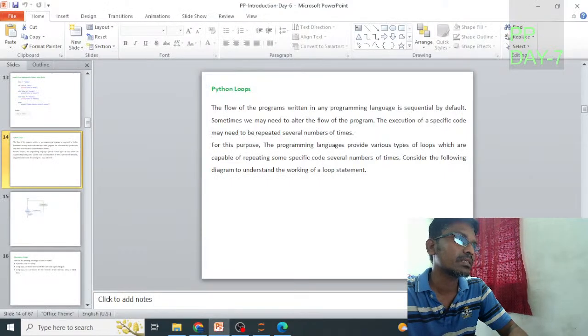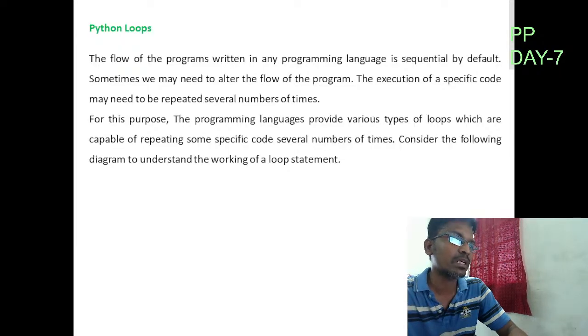Now let us see the next one, loop control statements. What is a loop? What are loop control statements? For example, if you want to execute a particular statement a number of times or several times, then you can go for loop control statements. If you want to execute only one time, then you have to go for Python conditional statements.